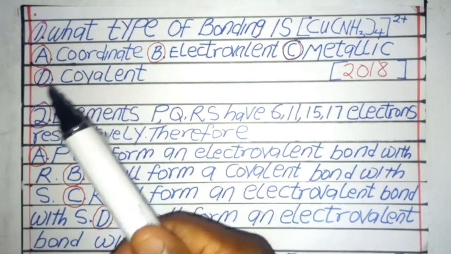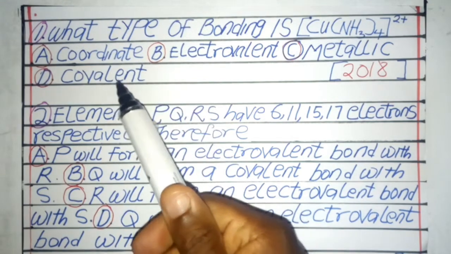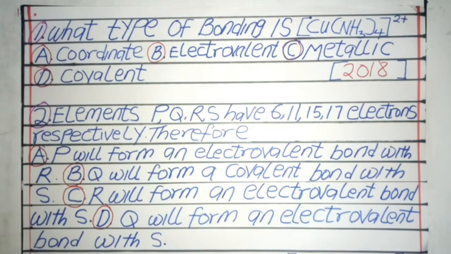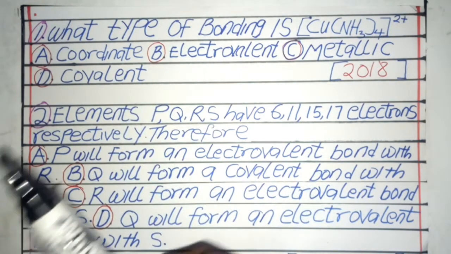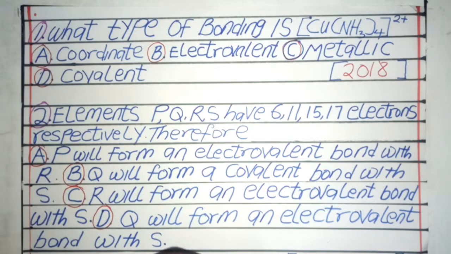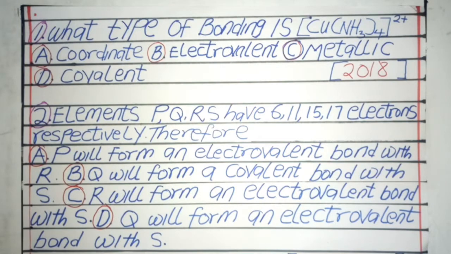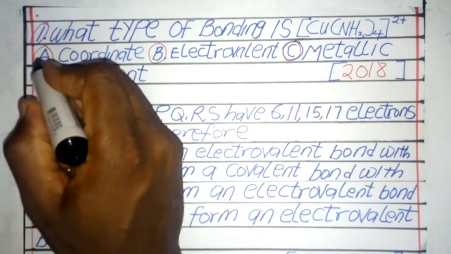There's ordinary covalent and there's coordinate covalent. For ordinary covalent, both atoms contribute to the sharing of an electron pair. But for coordinate, only one of the participating atoms contributes the shared pair. So the answer is coordinate.